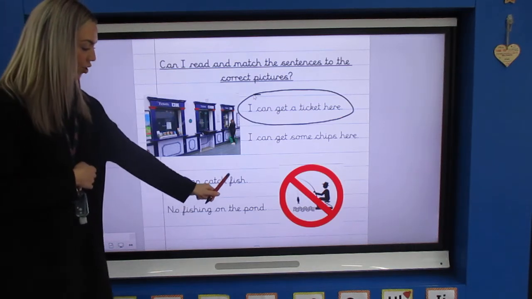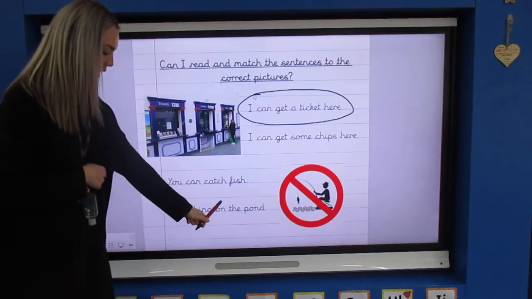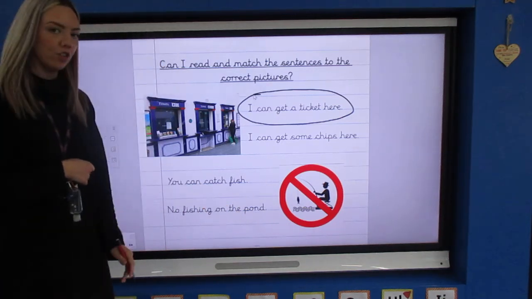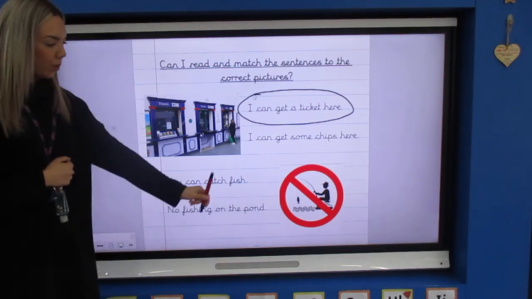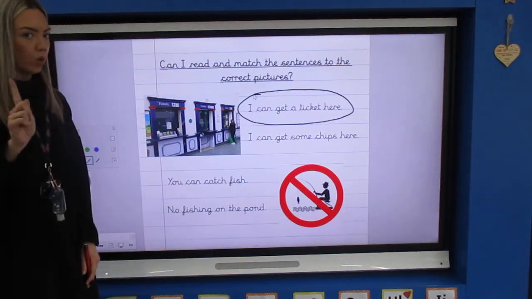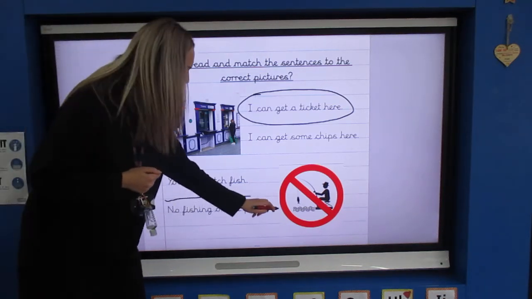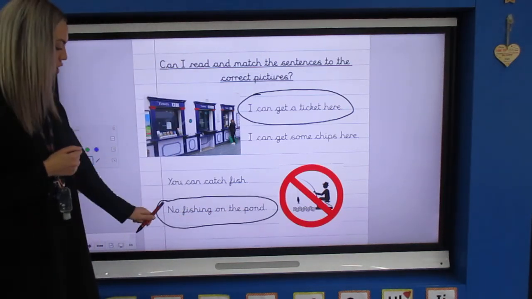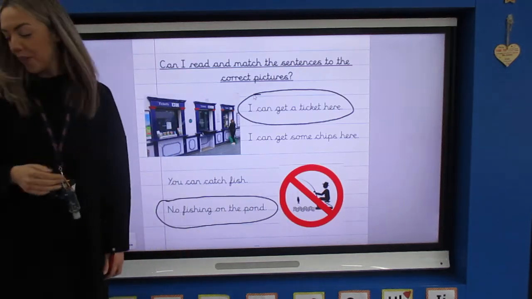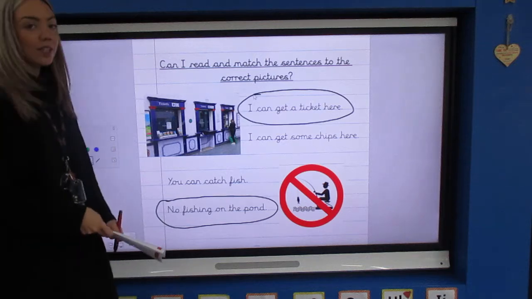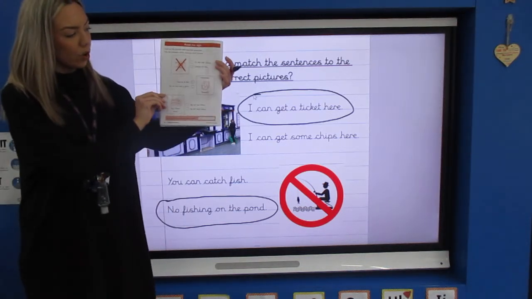Okay, and then the last one, I hope you've done some super chopping and blending. You can catch fish, or no fishing on the pond. Which one did you tick? So can we catch fish, or can't we catch fish? Super job! We can't fish. No fishing on the pond. Well done. Good job.